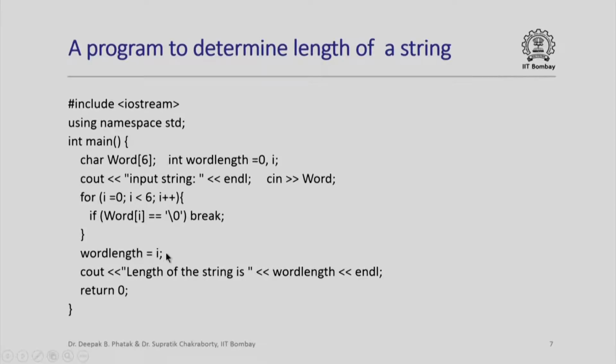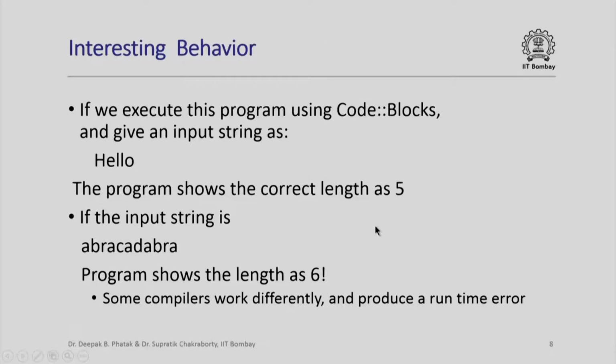Whatever be the value of i at that juncture is assigned to word length. We simply output the length of the string as word length. This program should work properly, we so expect, but look at the interesting behavior. If we execute this program using Code::Blocks, for example, and give an input string as hello, the program shows the correct length as 5 because the string hello has 5 characters.